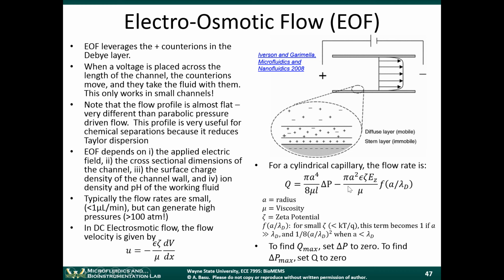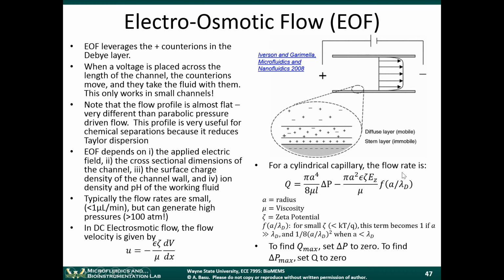You know, pi, the A is just the radius of the capillary. Epsilon is the dielectric constant of the fluid. You have the zeta potential here again. This is the electric field. The electric field and dV/dx is the same thing. To find the electric field, all you have to do is divide the voltage across the channel, the delta V, and divide that by the length of the channel. Then you have the viscosity at the bottom.